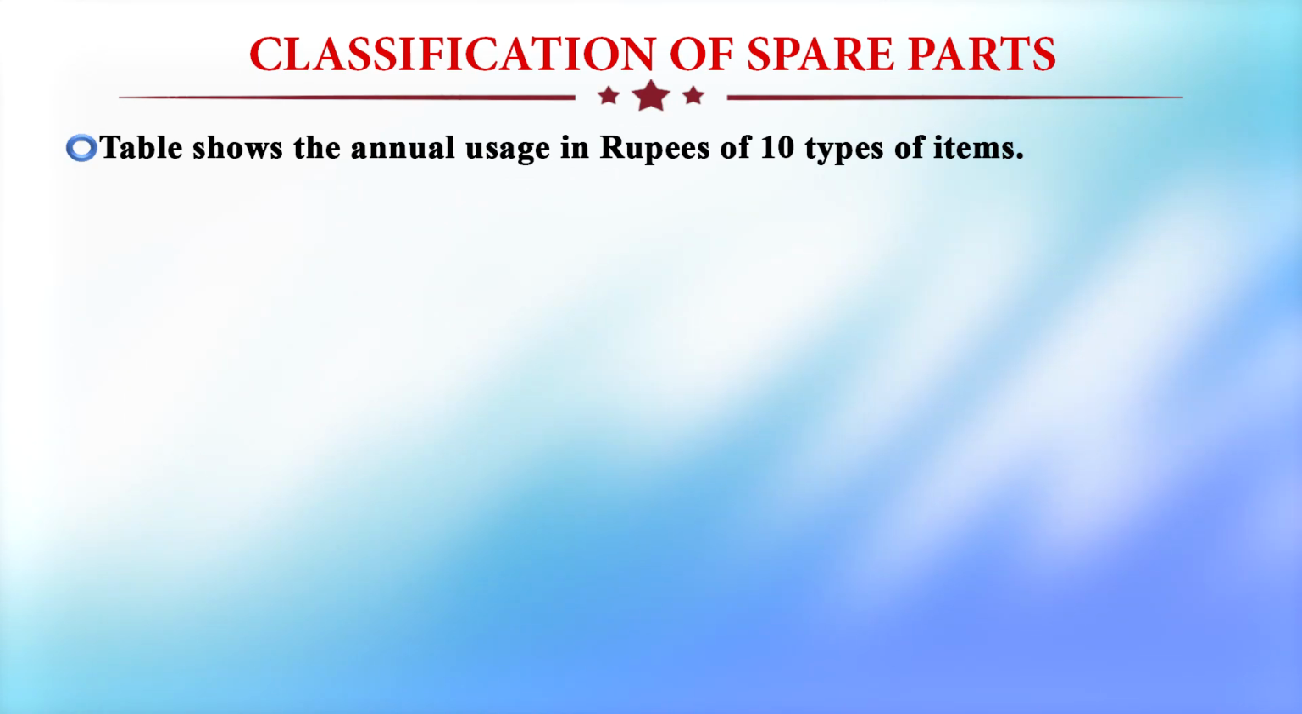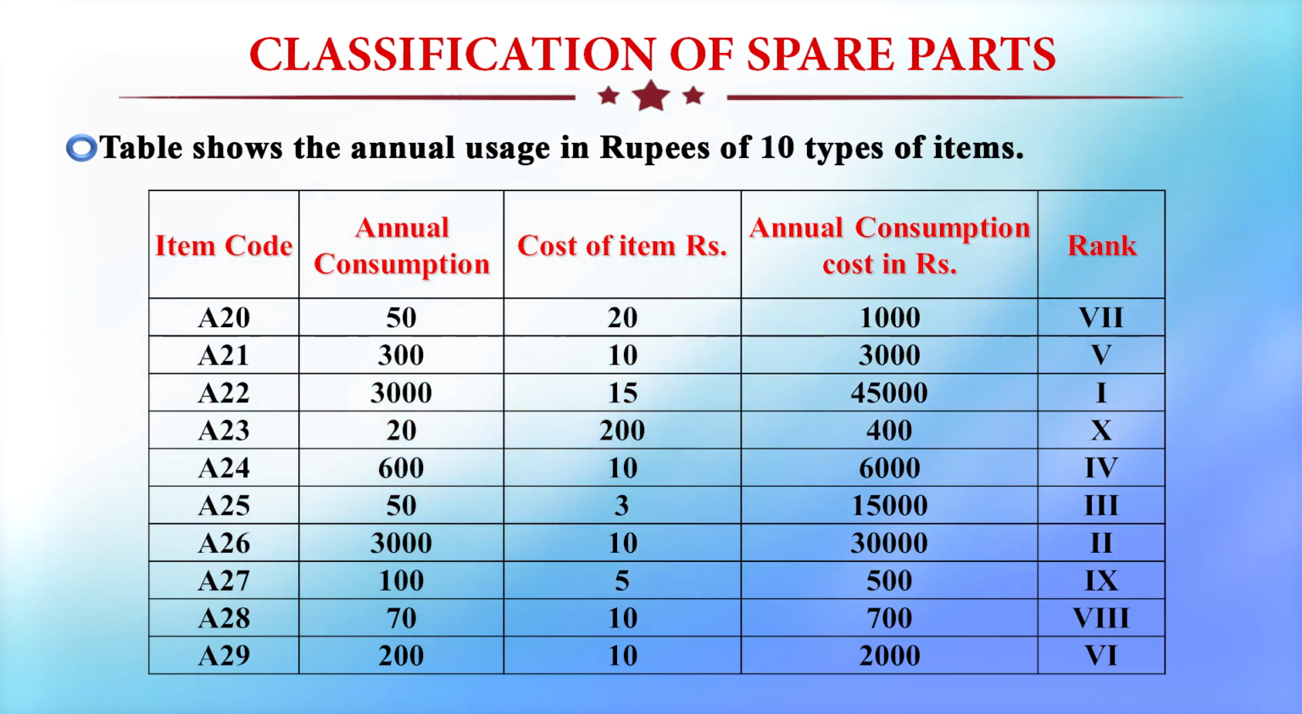The table shows the annual usage in rupees of 10 types of items. Here the items are coded as A20, A21, A22, A23, A24 and up to A29. The annual consumption and the cost of the item are given, and the annual consumption cost we have to find out. For example, A20 has an annual consumption of 50 and the cost of the item is 20. So, the total annual consumption cost is 1000 rupees. Like that, one has to calculate all the items with their cost and annual consumption.